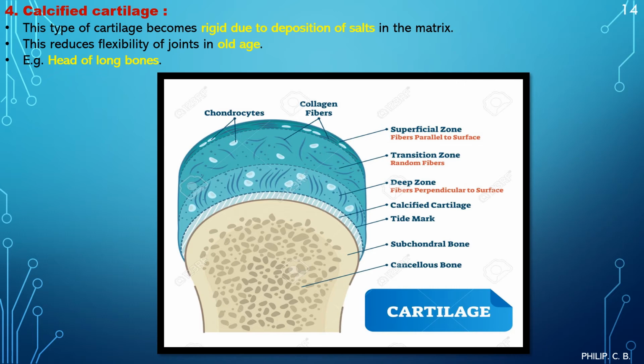that is, you can see mainly in our grandparents, dada dadi, nana nani, where their movement is restricted, or while walking they have severe pain in their joints. Example, head of the long bones. Again you can see the image which I put of the cartilage: chondrocytes, collagen fiber, superficial zone, transition zone, deep zone, calcified cartilage. We can see where it is present exactly, subchondral bone and the cancellous bone.